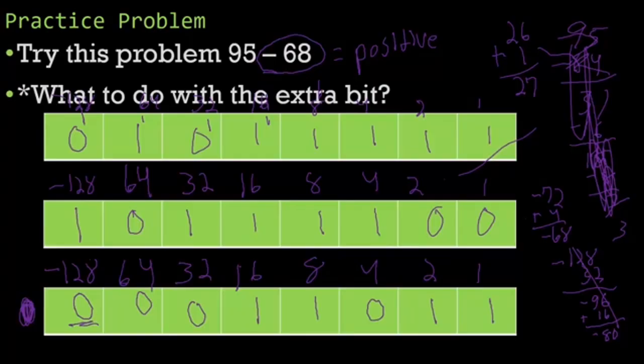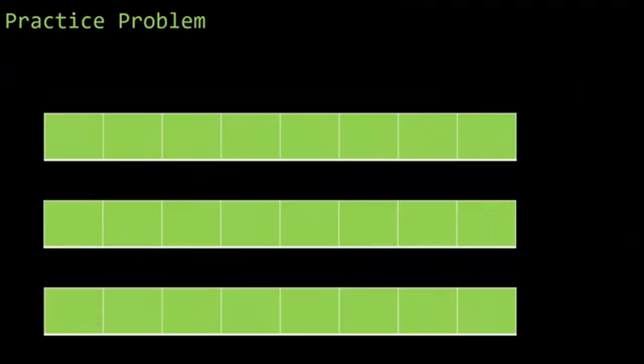What is 95 minus 68? 95 minus 68 is positive 27. So even though we didn't carry this extra bit over, that's okay. We don't need it because we're working with 2's complement. Now that's not always going to be the case. And let's take a look at an example where it's not always the case.